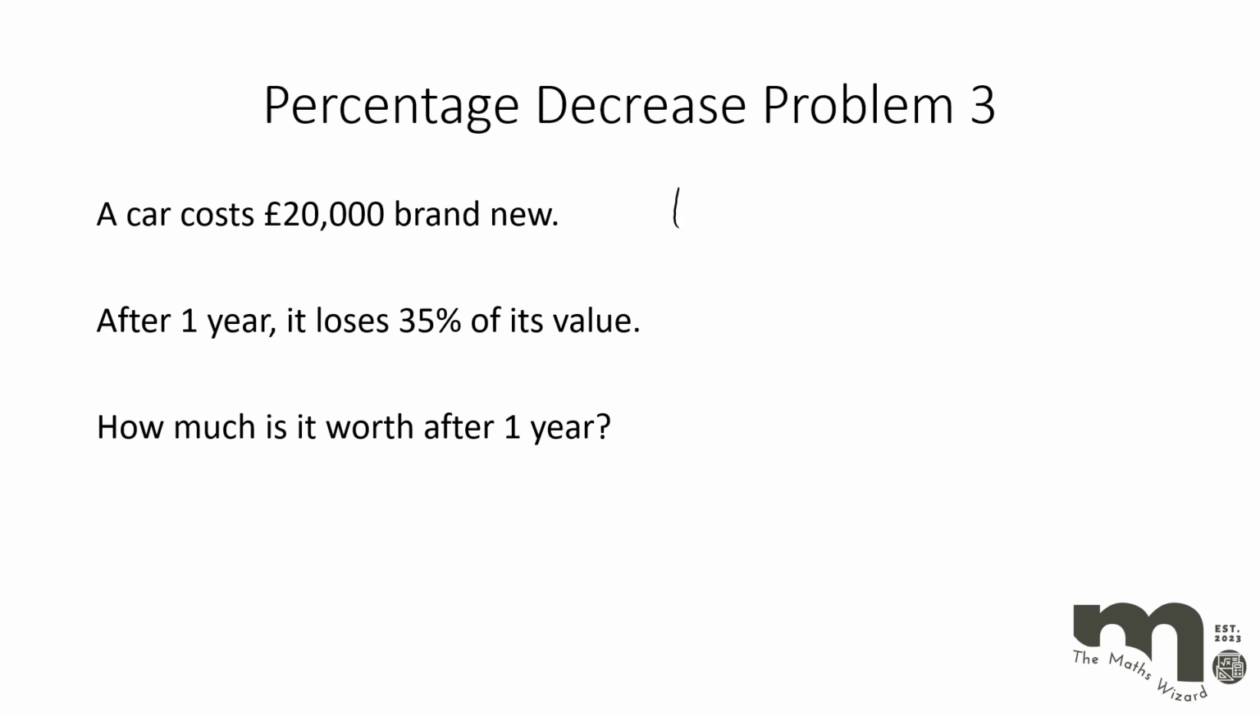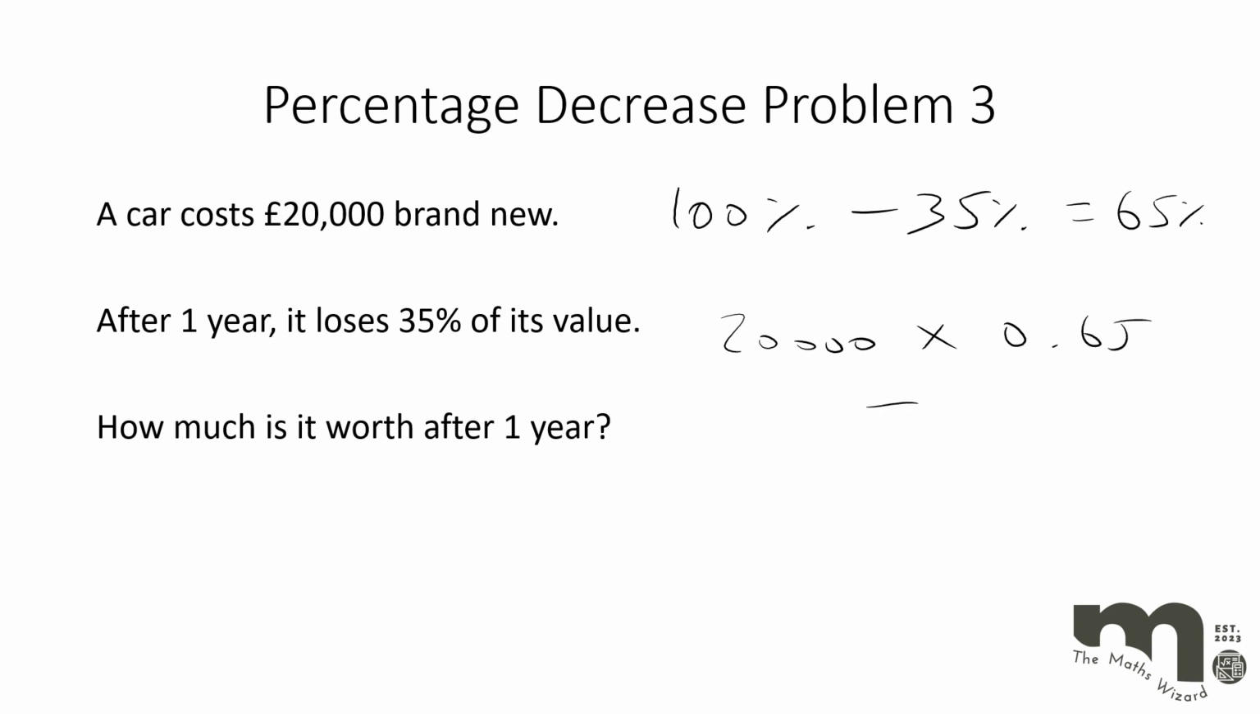Okay, let's take a look at this then. So 100% is the full price. We take away 35%. That will give us 65%. Then we can do 20,000 times 0.65, and that tells us that after a year the car is worth £13,000 after that year.